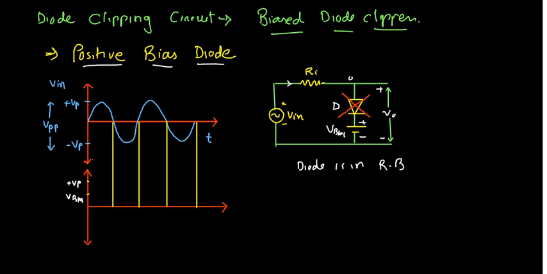Okay, so we can write over here, it is zero, then it is gradually increasing. At one point it will be equal to V bias, but till then the diode cannot be forward bias. So the diode is in reverse bias up to V in equal to V bias.